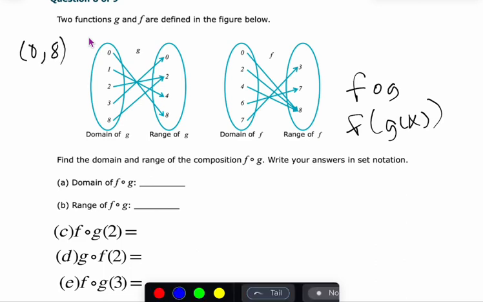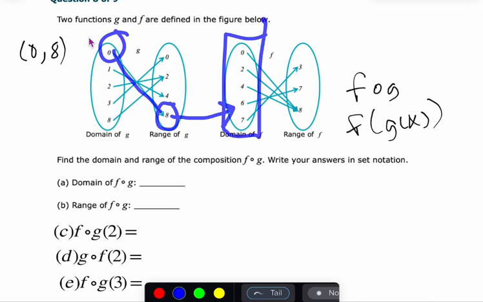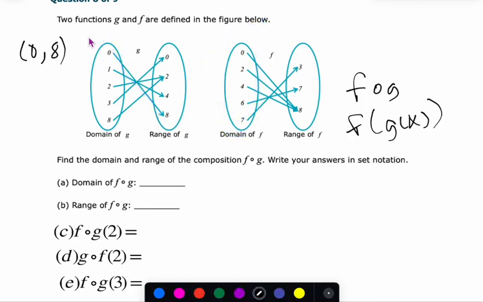Then I take the 8 and I go over to F. Is there something to connect it to? Is there an 8 right here? No, see, there's not an 8. Okay, so that points out. That one won't work. Okay, let's start with the next one. The next x value we're going to start with is 1. 1 connects to 4. So that's the point 1, 4.